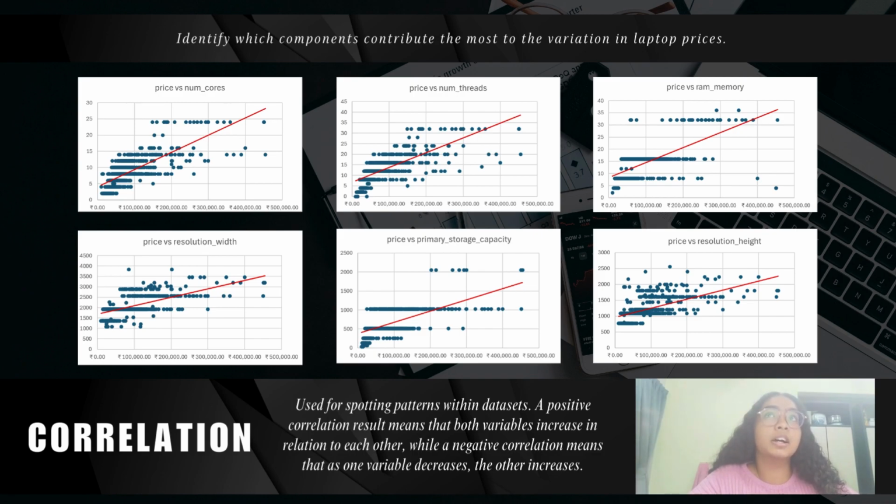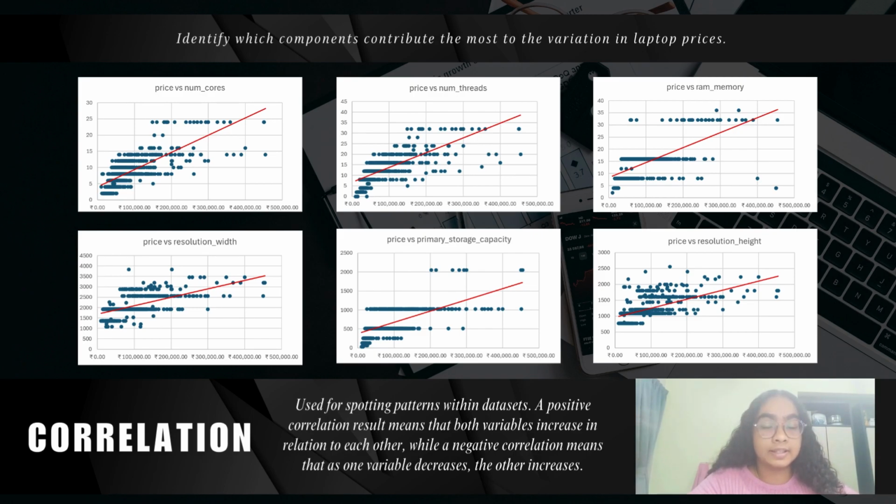I will be talking about the correlation for identifying which components contribute the most to the variance in laptop prices. First, you can see the graph of number of cores and number of threads, which is the processor. The number of cores and number of threads in the processor have a strong positive correlation with the price of 0.724 and 0.719. This suggests that as the number of cores and threads increases, the price of the laptop also tends to increase.